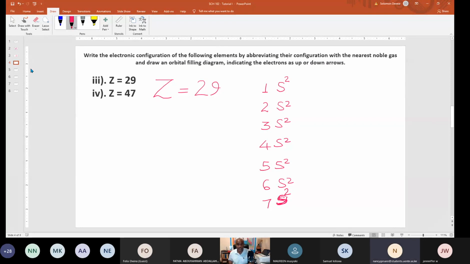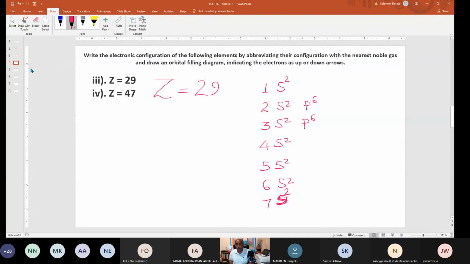Then in the second shell, in addition to the s, we have p, and p carries a maximum of 6 electrons. So 2 plus 6 is 8. The 8 electrons of the second shell are found in the s subshell and the p subshell. When you go to the third shell, we also have p.